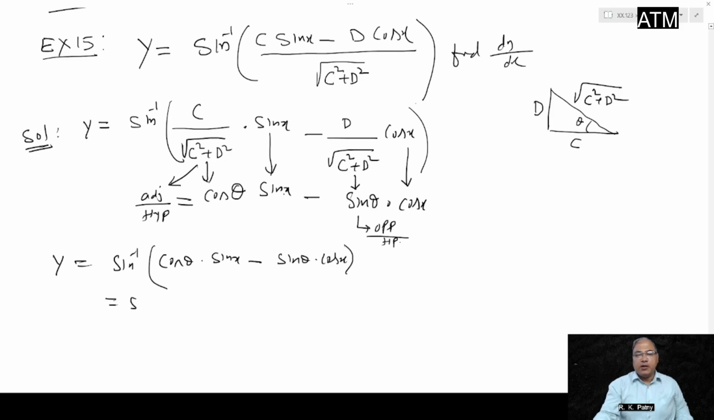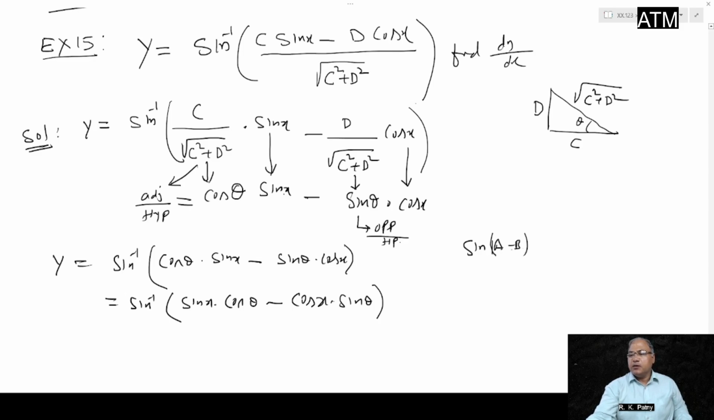Now, writing properly, in order. It is already in order, but to make you understand properly, I am writing it in order: sin x cos theta minus cos x sin theta. Now compare with which formula? Sin of A minus B. Sin of A minus B equals sin A cos B minus cos A sin B. So this expression fits into sin of A minus B. Therefore, sine inverse of sin of (A minus B), where A equals x and B equals theta.